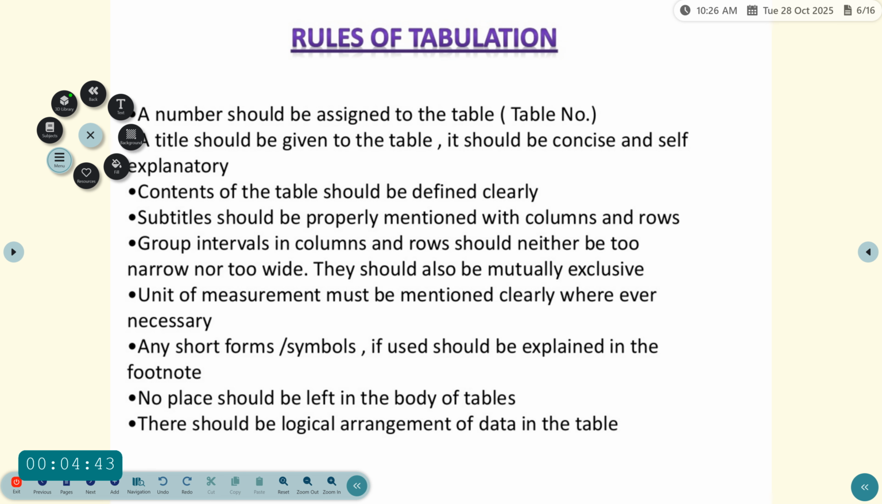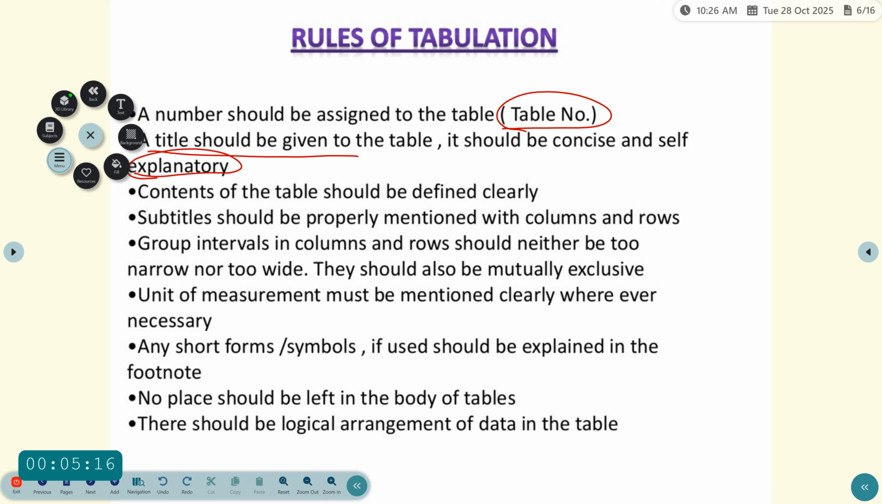Now, what are the rules that we have to follow when framing the table? Numbers should be assigned to the table. Suppose we are using more than two or three tables, we have to assign numbers to the tables. A title should be given to the table, representing the table information. It should be concise and self-explanatory. The title itself gives clear information about the data. Then the contents of the table should be defined clearly. Subtitles should be properly mentioned with columns and rows.